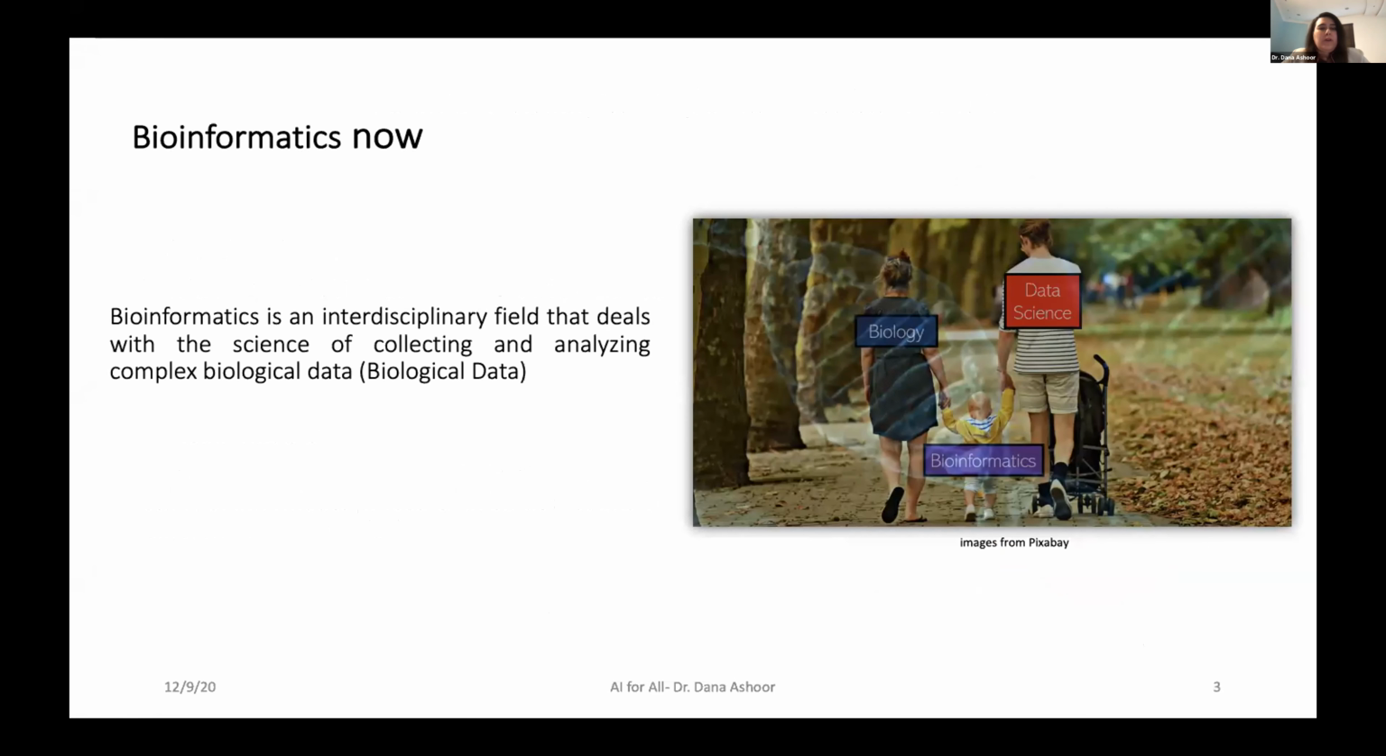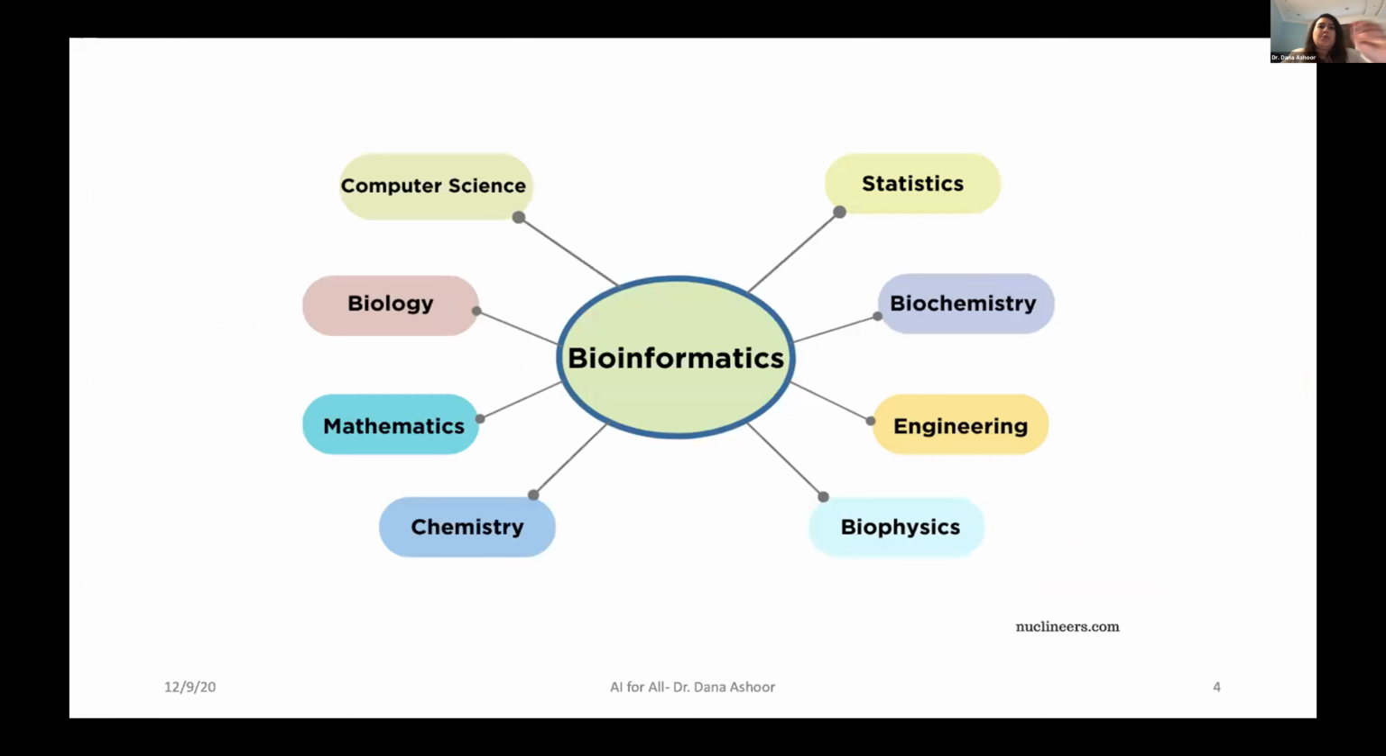So bioinformatics now is an interdisciplinary field that deals with the science of collecting and analyzing complex biological data. It merges computer science with biology to form what we are calling bioinformatics. It is a merge of different fields, different sciences, including statistics, biochemistry, engineering, biophysics, computer science, biology, mathematics, and chemistry, and many others. So it combines all these sciences in one big, huge future science, if I can say it, bioinformatics.